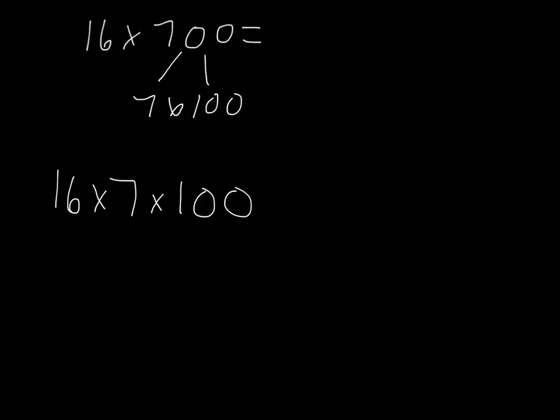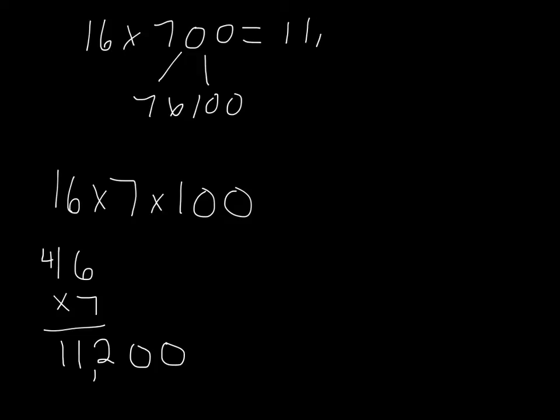And so when I work this problem out, I don't work out 16 times 700. I work out 16 times 7. 7 times 6 is 42, so I carry my 4, and I have 112. 16 times 7 is 112, and then 112 times 100, all I have to do when I multiply times 100 is add 2 zeros. And so the answer is 11,200. And so if I want to multiply times a number that ends in 2 zeros, I can multiply without the zeros and then add them back.